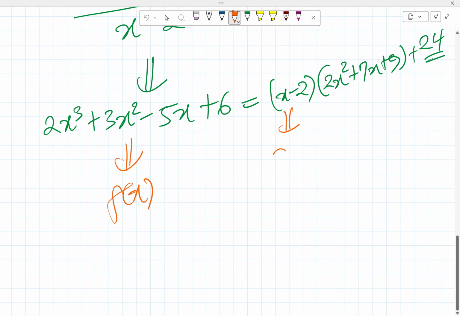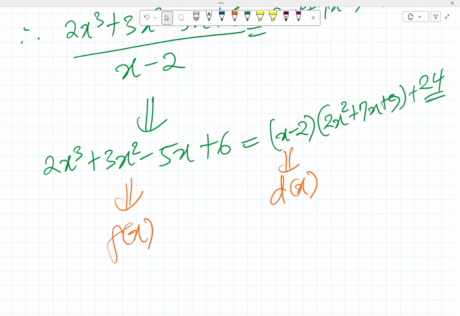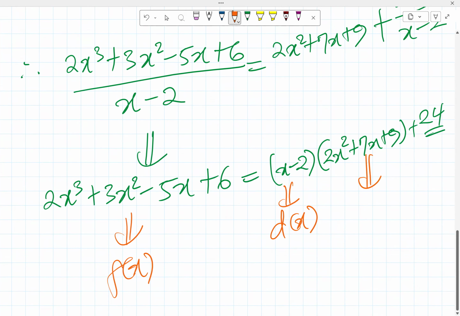Okay, this guy is d of x, which must not be 0. And this is your, I think, q of x. And then this other one is r of x, the remainder. So this is the dividend, this is the divisor, this is the quotient, and this is the remainder. So that's how that goes.